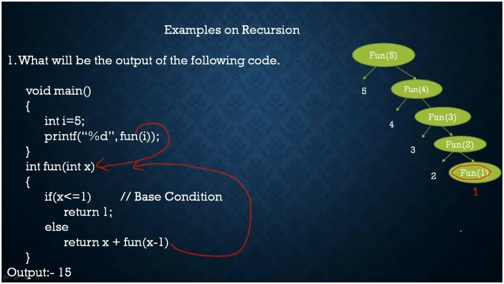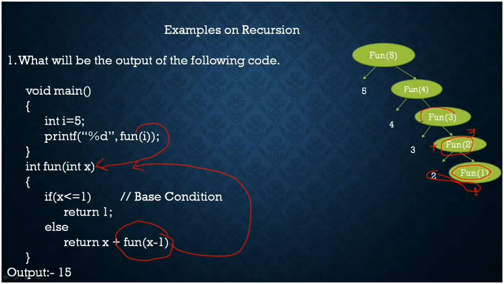So when 1 is returned, this 1 is added with this. This whole will be added: 2 plus 1, that is 3, will be passed to here. This is because it is x plus fun of x minus 1. So 1 plus 2, that is 3. Now 3 is added with 3 and passed to here. Now 3 plus 3 is equal to 6.